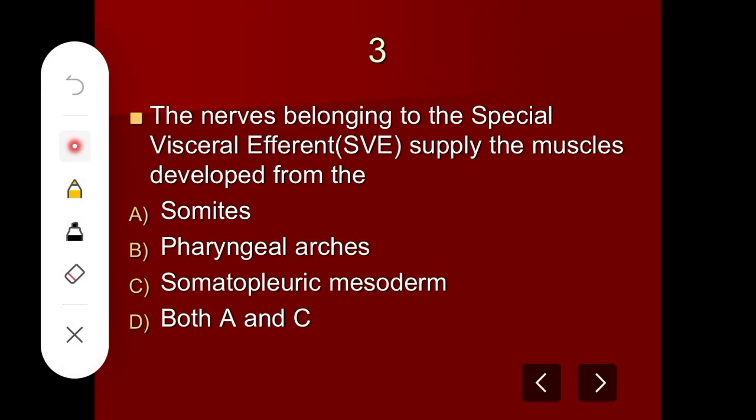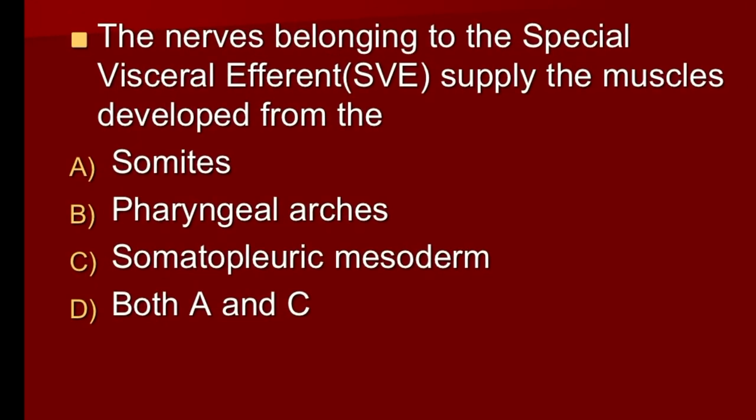Third one. The nerves belonging to SVE, special visceral efferent, supply the muscles that are derived or developing from what? Somites, pharyngeal arches, somatopleuric mesoderm, both A and C. What's the answer? It is the pharyngeal arches.